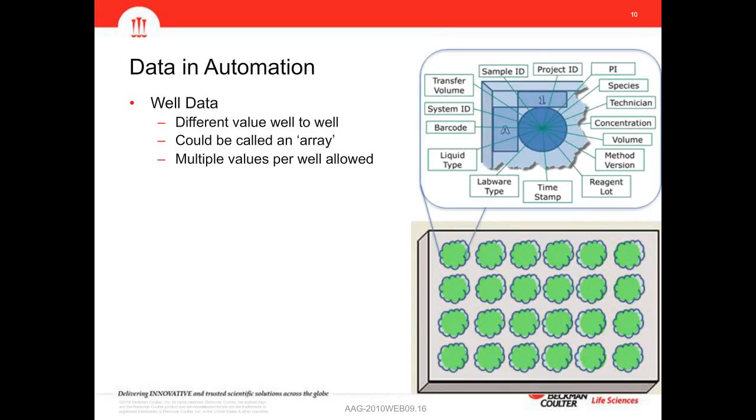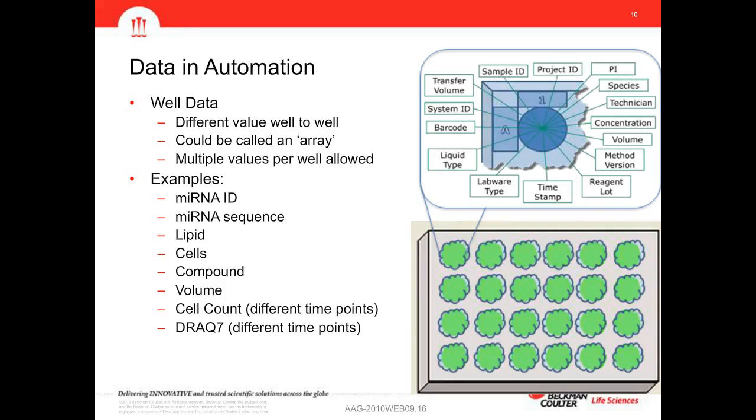The lowest level that we'll go into today is talking about well data. This is something that will vary from one well to the next. Often it may be called an array of information, but it's about the wells on one microplate or one rack of tubes. And again, multiple values per well would be allowed, as there can be many different characteristics that are applied to an individual well.